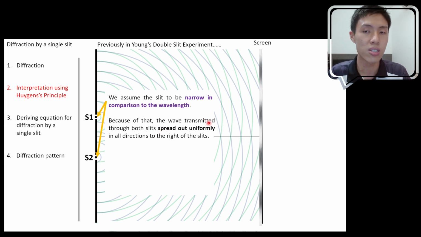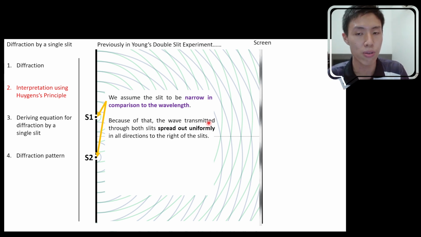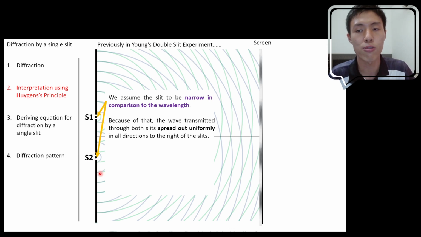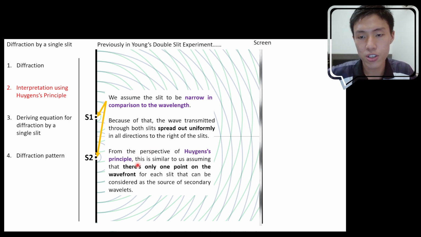Based on Huygens' principle, a very narrow slit can be assumed to have just one single source of secondary Huygens wavelets. If there's only one source, what you emit will spread out uniformly, so it forms a circular wave. The same goes for the lower slit as well. Both of these will emit circular waves because they are very narrow. From the perspective of Huygens' principle, this is similar to assuming that there's only one point on the wavefront, just like I mentioned earlier. Each slit can be considered a source of secondary wavelets. One source only for this slit, one source only for this slit. So if you use your compasses to draw the next wavefront, it will be a circular wavefront. This is what we did when we talked about Young's double slit experiment.